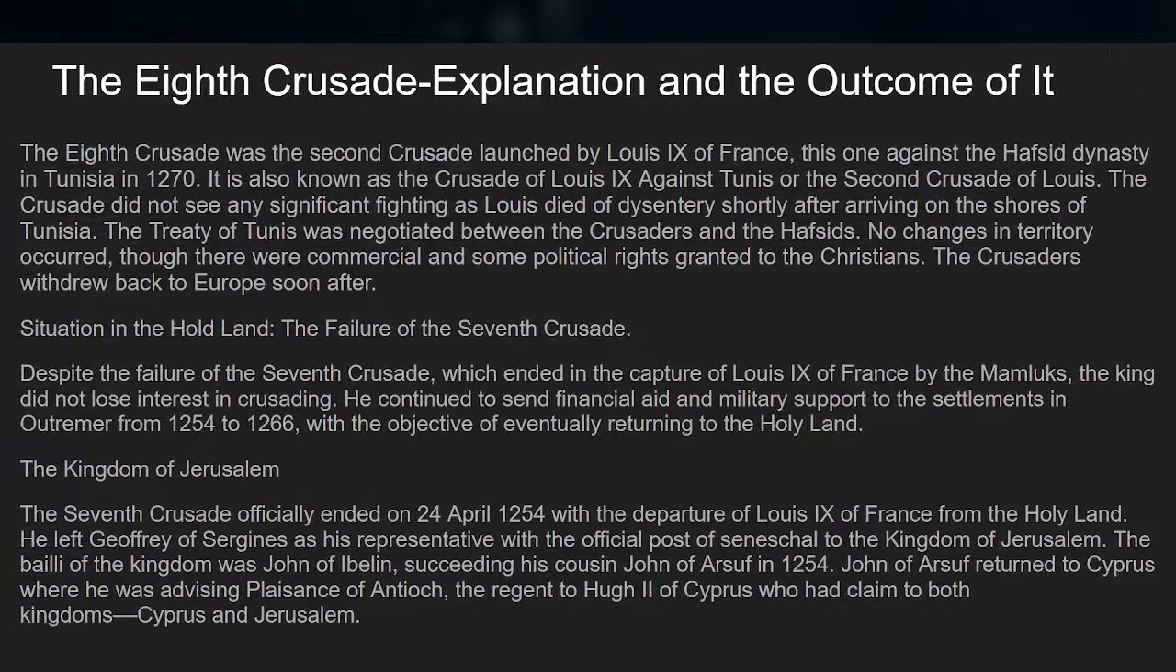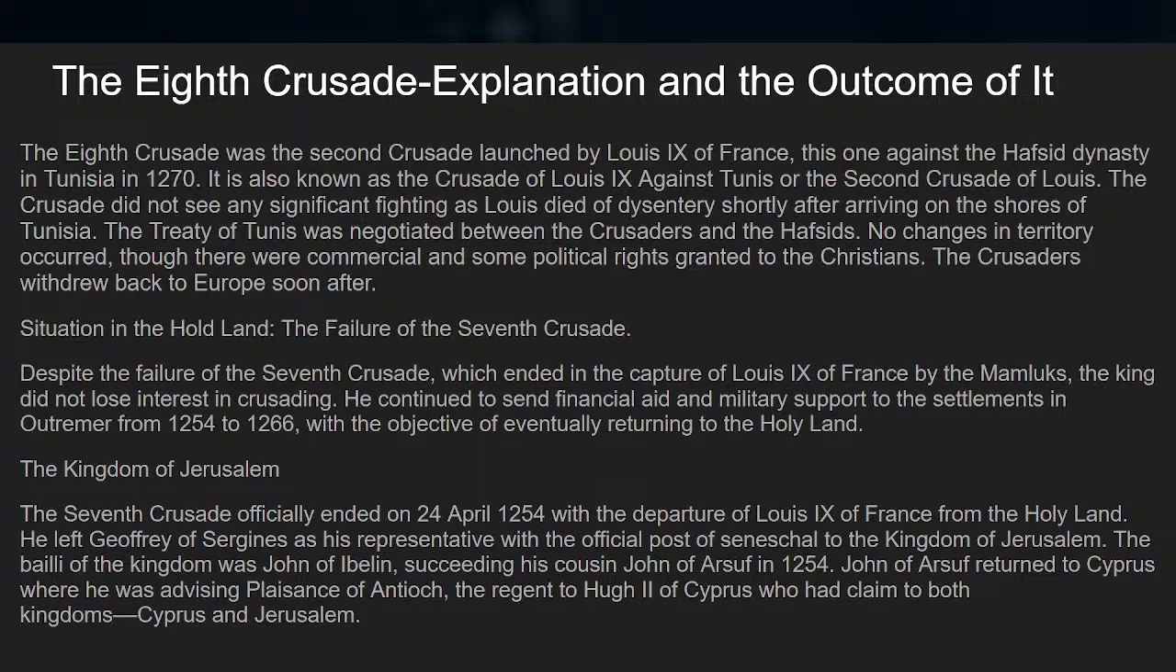The Eighth Crusade, here's the explanation and the outcome of it. The Eighth Crusade was the second crusade launched by Louis VIII of France. This one was against the Hafsid dynasty in Tunisia in 1270. It is also known as the Crusade of Louis VIII against Tunis, or the Second Crusade of Louis.